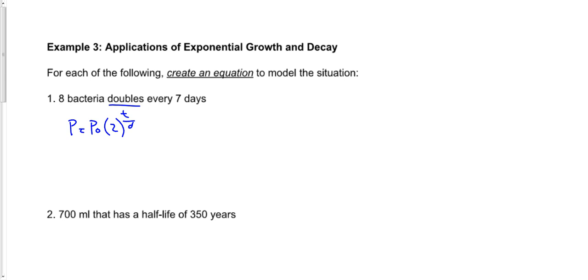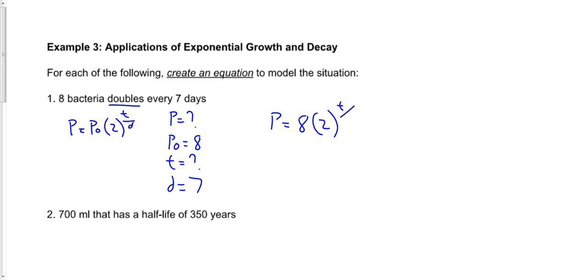We don't know what P is, so we can just leave that as P. Our P0, or our initial population, is 8. We don't know what the T value is. We don't know what the actual amount of time has gone by, so we just leave that as T. And we know the doubling time, the D value, it says that it doubles every 7 days. Okay, so we can substitute these values into the formula to give us our formula for doubling time for these 8 bacteria. So our formula is going to be P is equal to 8 times 2 to the exponent T divided by 7.